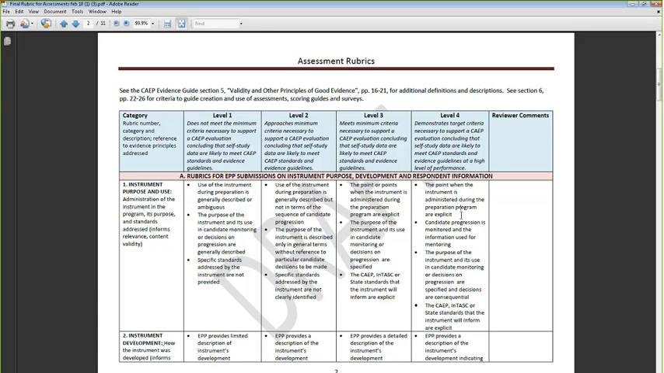You've talked about the purpose and its use in candidate monitoring and how you make decisions based on that, and that the standards that are used, the CAPE standards and state standards or InTASC standards or whatever other standards you use, are also explicit in the portfolio. Okay, so let me bring up an example here of a portfolio that does this right in the portfolio itself.